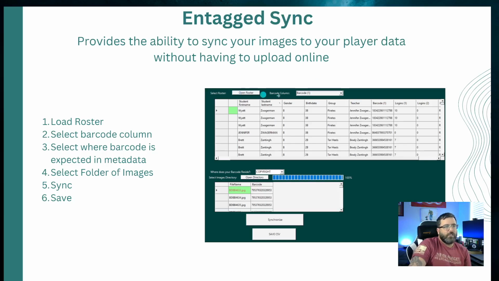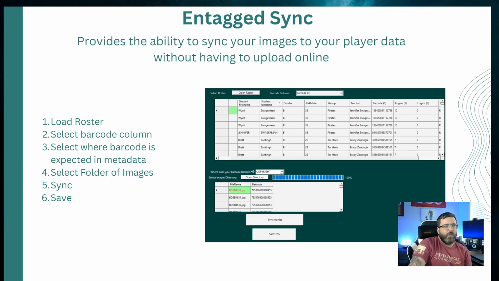This lets you load your roster, and being that every roster coming from different systems could be different, you will need to select what column has your barcode data. And then you want to ask, where does your barcode data reside in your image? The drop down, for this example, is copyright. However, you can also do the comment field. If you use the default settings on the Nikon, it goes to the comment field. But if you use Canon, it defaults to the copyright, and so on and so forth. So you select which one you want to use.